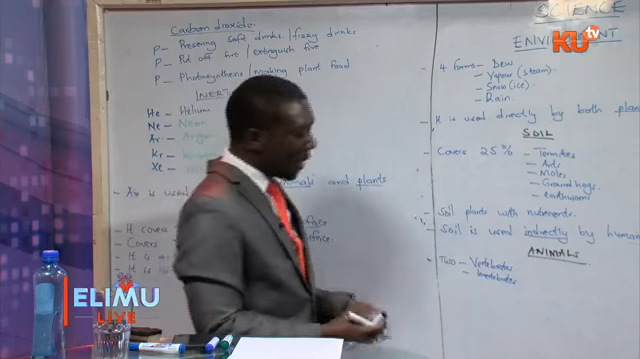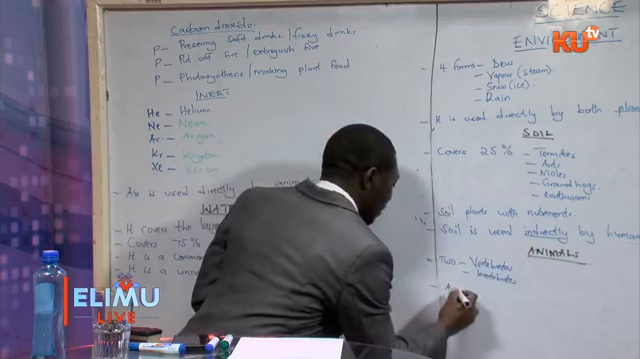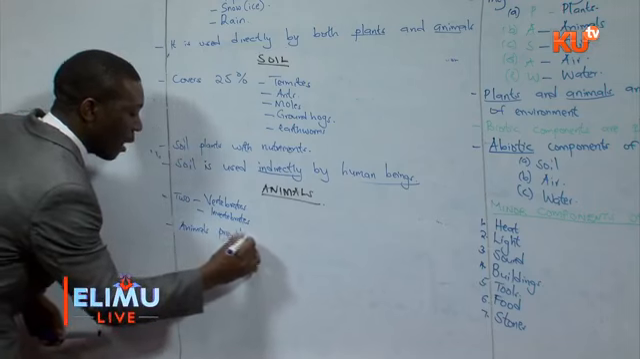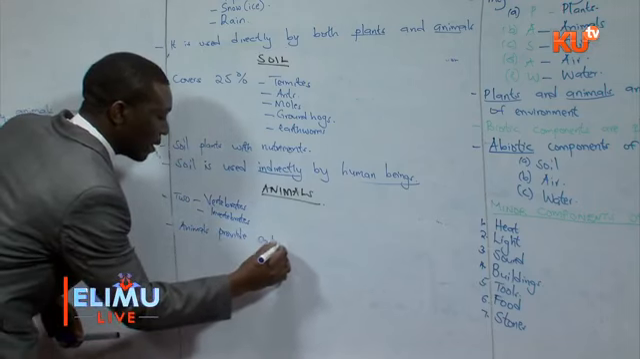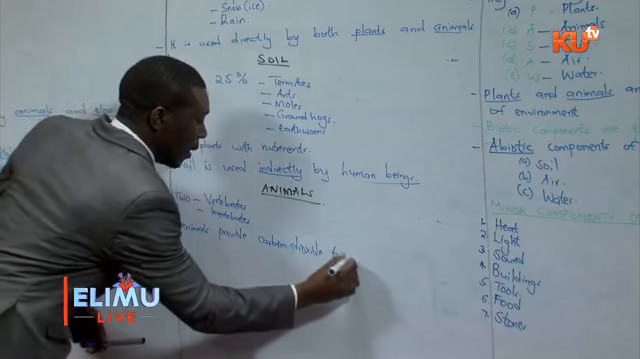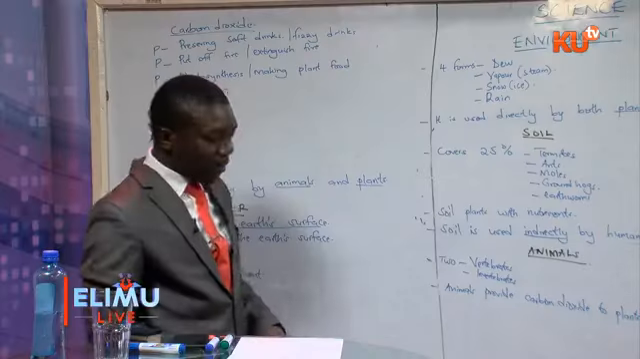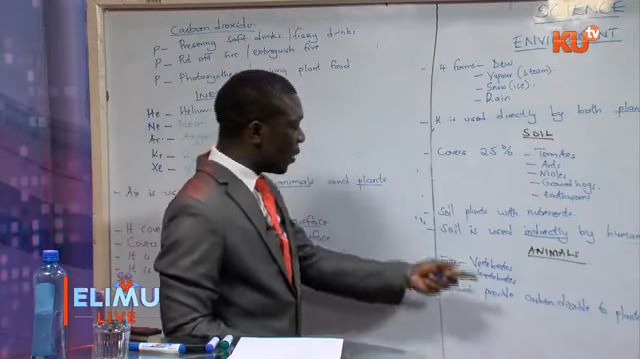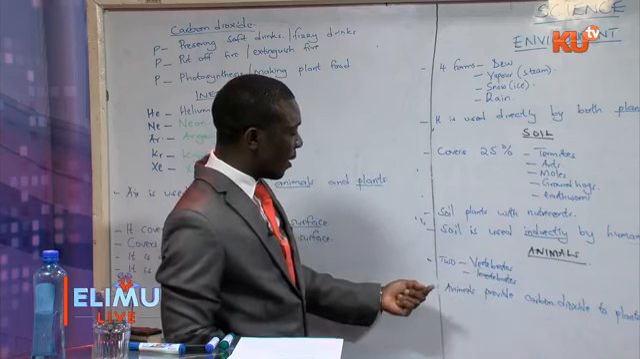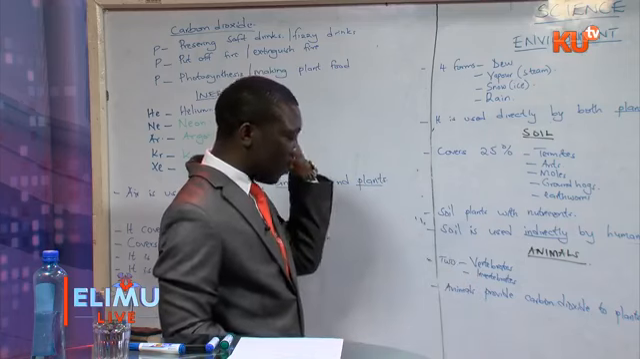And then animals provide carbon dioxide to plants. In other words, these plants also obtain carbon dioxide from them, and when animals give them carbon dioxide, the plants in return provide us with oxygen.